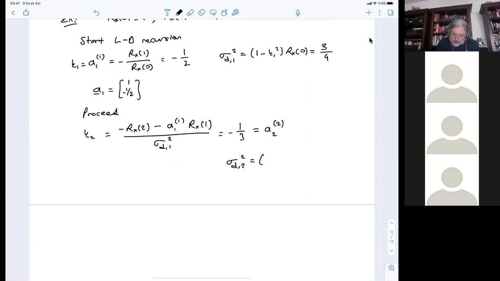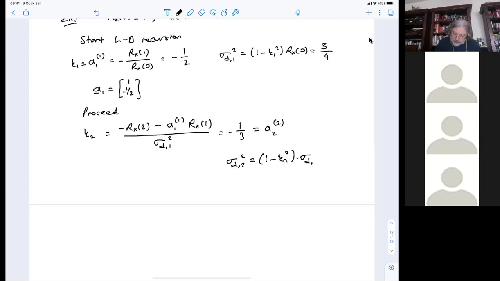That becomes 1 minus K2 squared times the previous prediction error. So this improvement is telling me that we are multiplying with 1 minus 1 over 9, which is close to 1 but less than 1, times the previous prediction error, which was 3 over 4 already, as coming from here. So this thing will be evaluated to be 2 over 3.